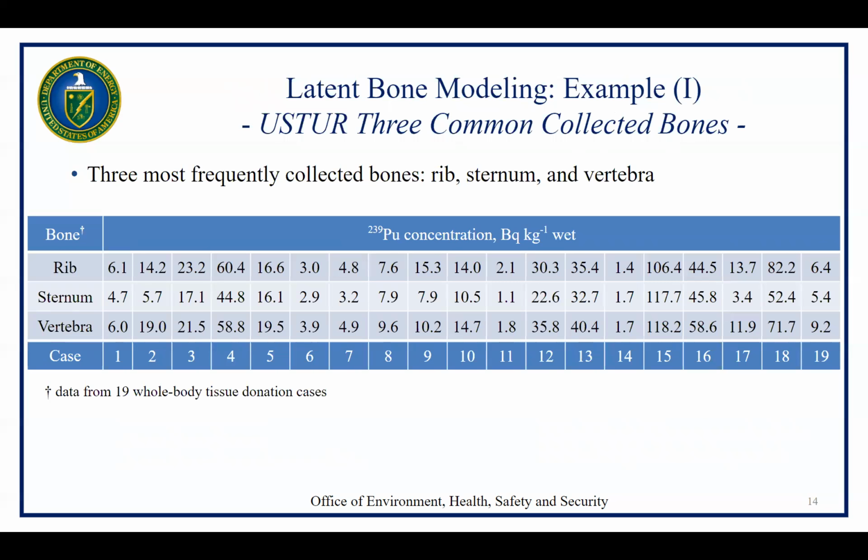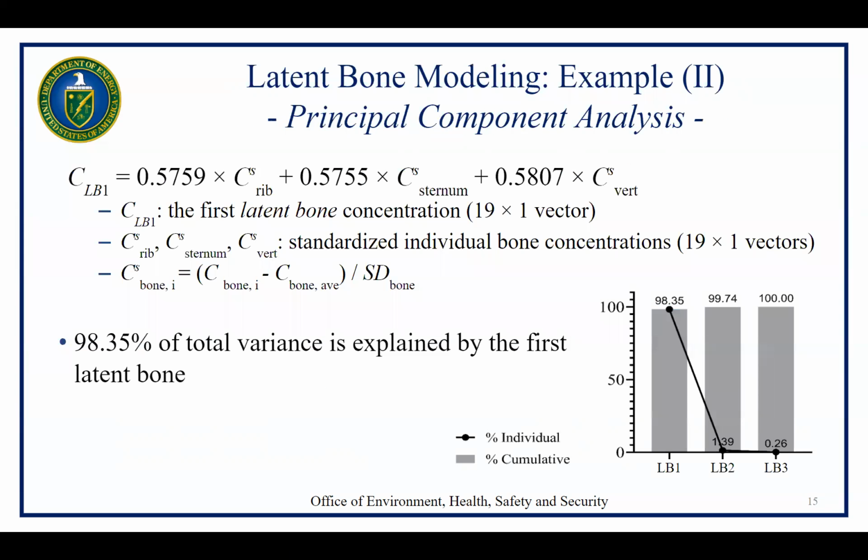Now, I would like to present an example of latent bone modeling using the 3 most commonly collected bones: rib, sternum, and the vertebral body. The table contains the plutonium concentrations of the 3 most commonly collected bones from the 19 whole body cases. The first step, principal component analysis, produces the first latent bone concentrations, which are linear combinations of the 3 bone concentrations.